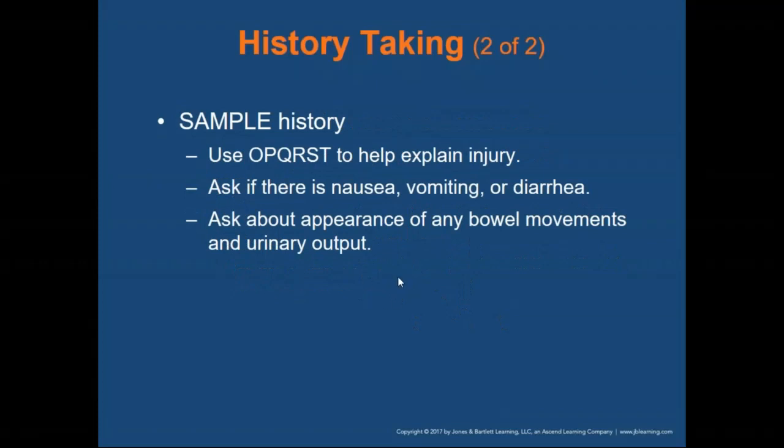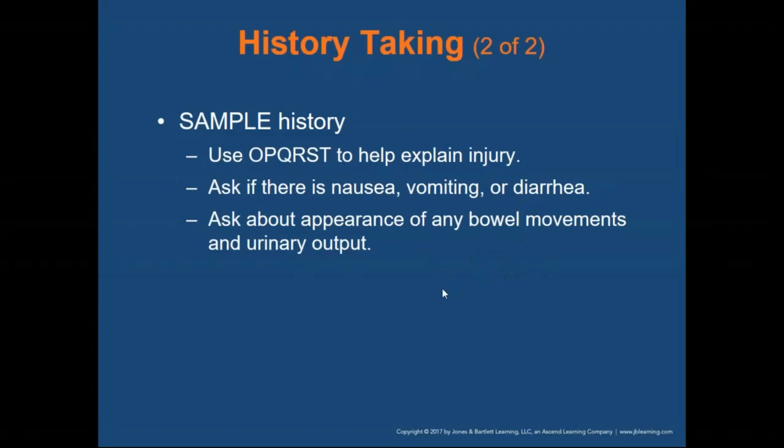And then OPQRST to assess the pain. Is there any nausea or vomiting? If it's been a while, is there any diarrhea that goes with it? What is the appearance of the stool? Is it a black tarry stool, that melena that goes with bleeding in the GI tract? Is it bright red blood that would be damage to the colon further down, more in the rectum maybe? It's not digested blood. Okay.